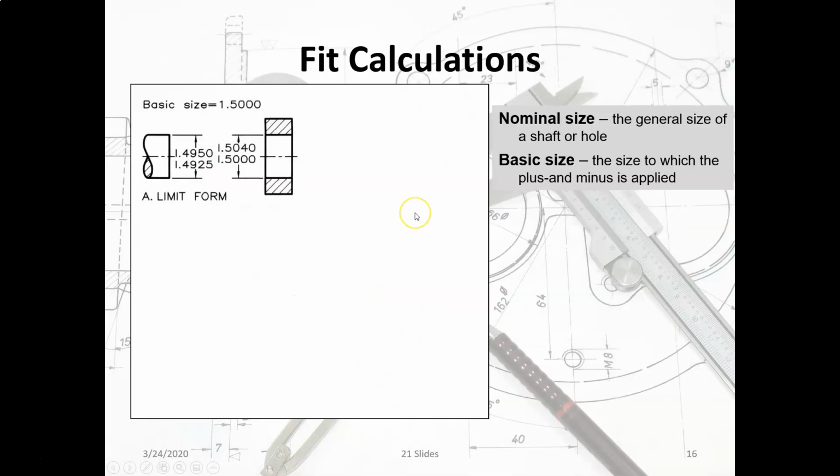All right, so how do we use these? What are the fit calculations? Okay, so for the fit calculations, let's take an example right here. We have a shaft of 1.495 to 1.4925, and a hole of 1.5040 to 1.5. We can see just by inspection that this is going to be a clearance fit, right? The shaft is always smaller than the hole. At no time does 1.495 go above 1.5.